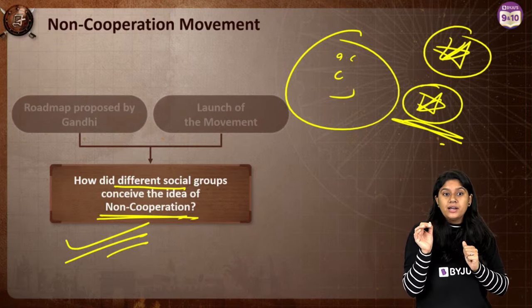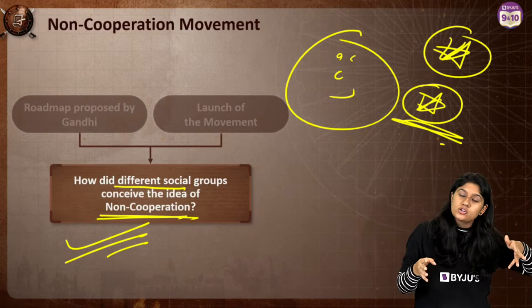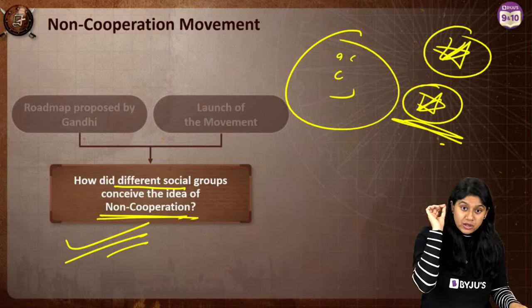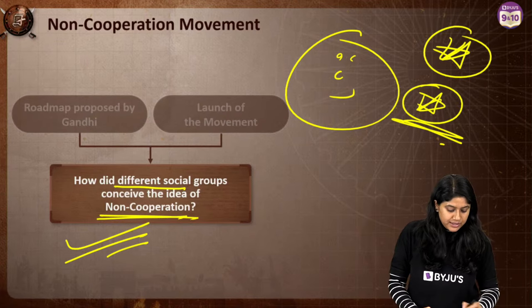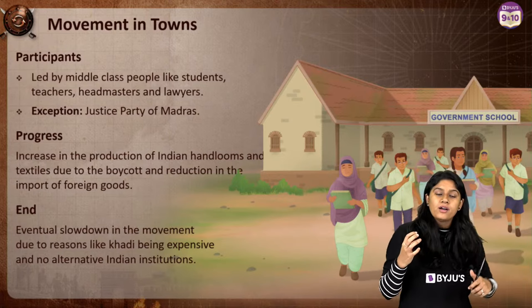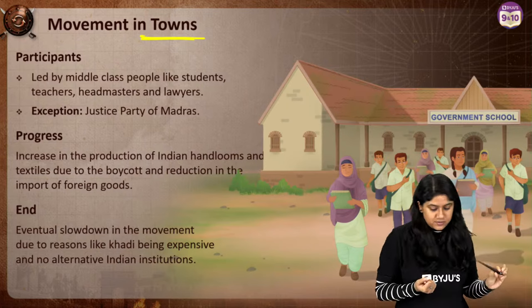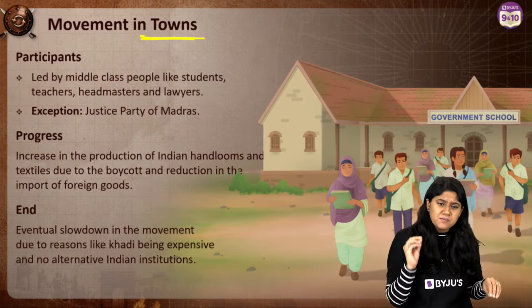Now this, everyone, can come as one question, can come in four different parts also. Every topic is a 5 marks or a 3 marks question. So everyone, please pay attention now. First, we'll be discussing how the non-cooperation movement was happening in the towns, in the cities, everyone. So cities, guys, very simple. It's such a simple thing.